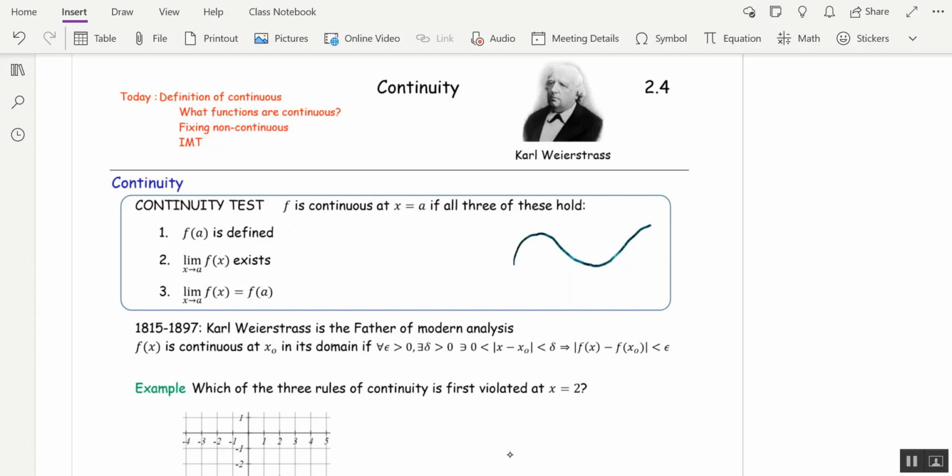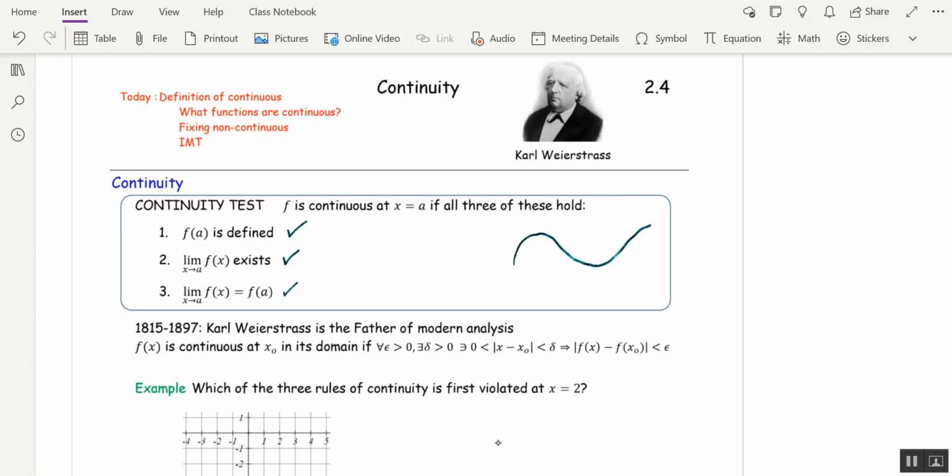hold. One, a is in the domain of f. That means f of a is defined. Two, the limit as x goes to a of f of x exists. And three, 1 and 2 are equal. The limit as x goes to a of f is f of a. Now actually, 3 implies 1 and 2, so we really only need statement 3, but when we're learning about continuity, it's helpful to break it down into exactly 3 statements.